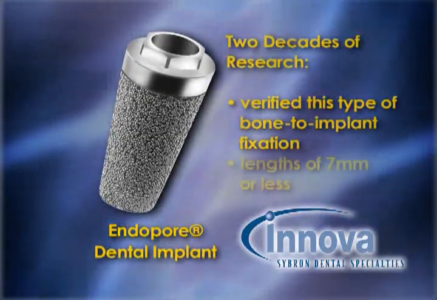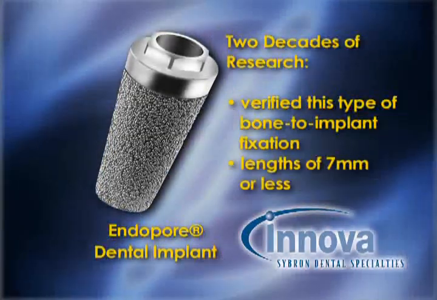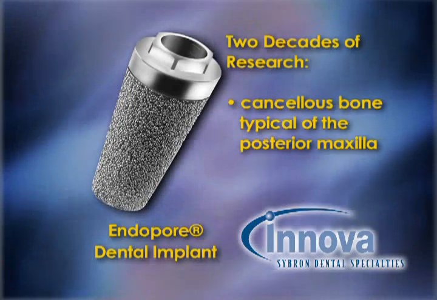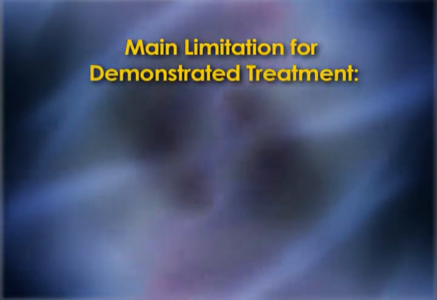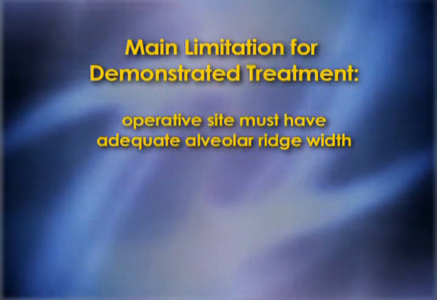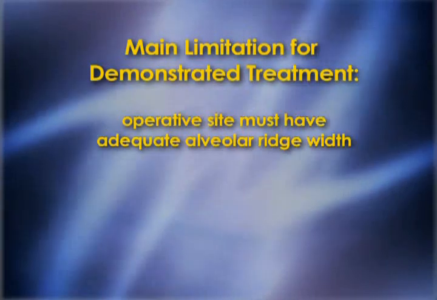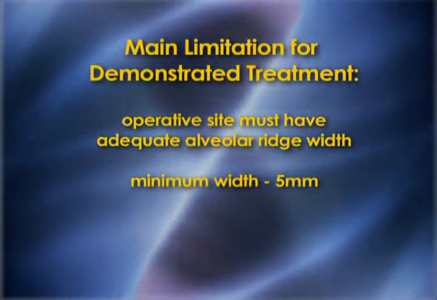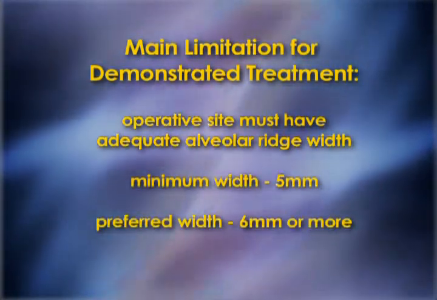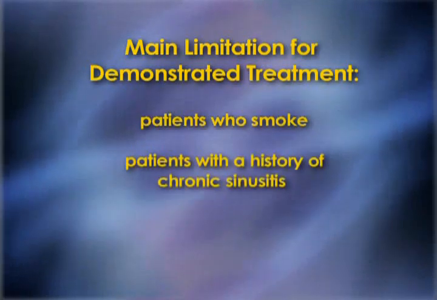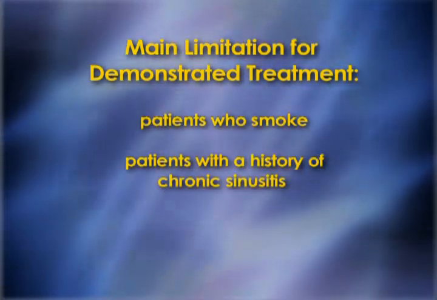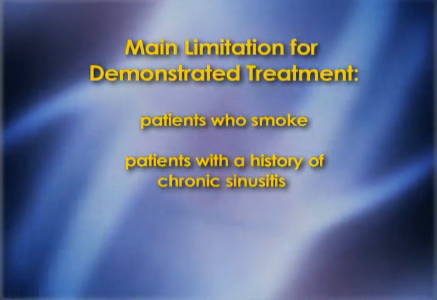implant ideal for use in lengths of 7 millimeters or less and in the cancellous bone typical of the posterior maxilla. The main limitation for the treatment to be demonstrated is that the operative site must have adequate alveolar ridge width, the minimum being 5 millimeters and the preferred width being 6 millimeters or more. As well, the procedure is not indicated in patients who smoke or in patients with a history of chronic sinusitis that might affect the treatment outcome.